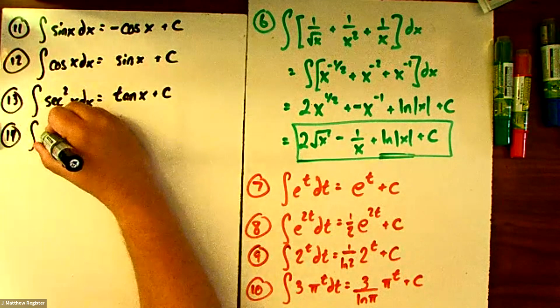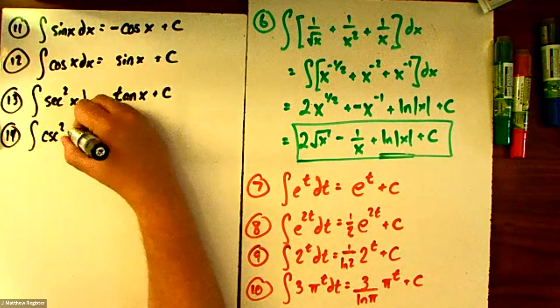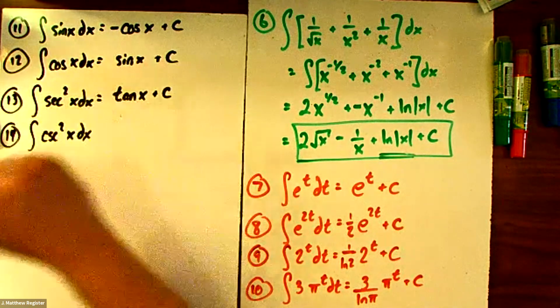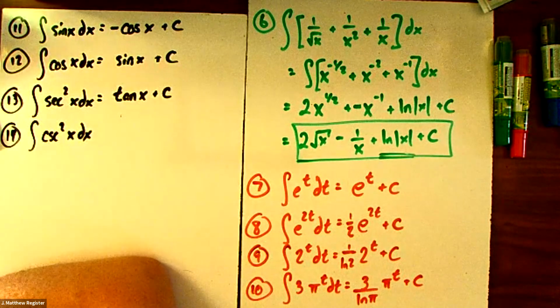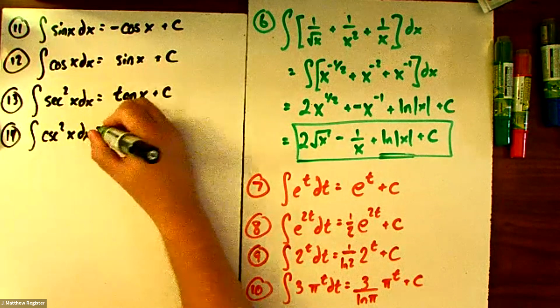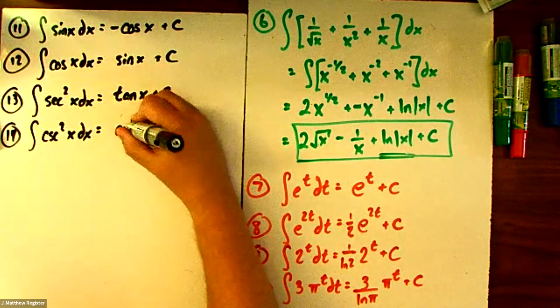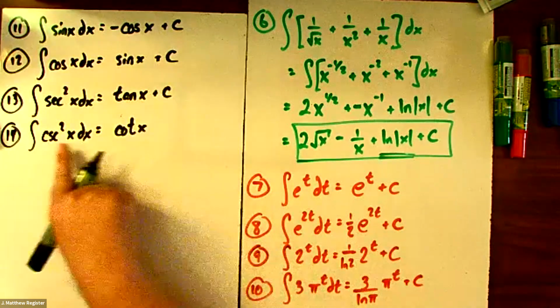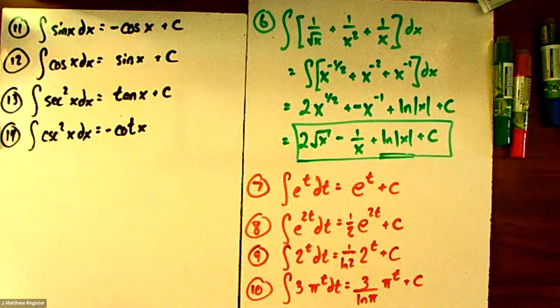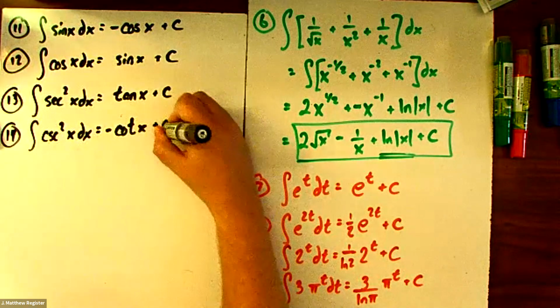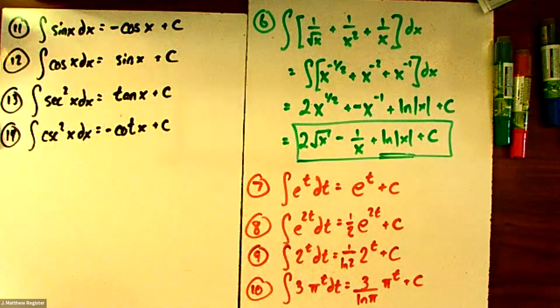14, the integral of cosecant squared. Well, what function has a derivative which is cosecant squared? And it's almost cotangent. But cotangent would get a negative sign that comes out. So to balance it, we need to throw a minus sign in there. Because again, a negative times a negative would give you that positive.